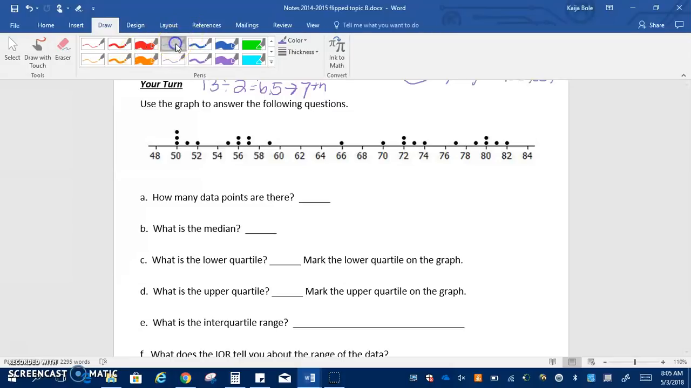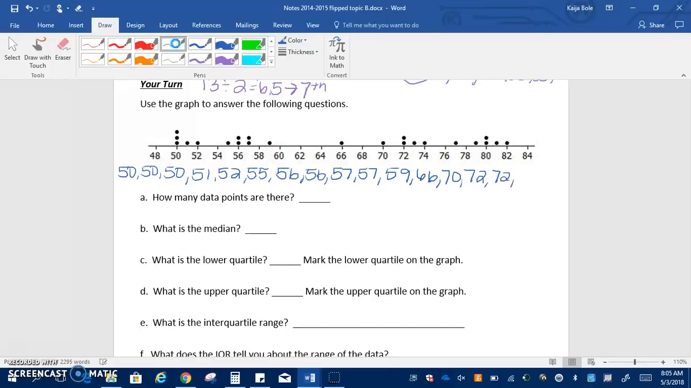First I want to list out my data points here. I have 3 50s, 51, 52, 55, 2 56s, 2 57s, 59, 66, 70, 2 72s, 73, 74, a 77, 79, 2 80s, 81, and an 82. The first question is, how many data points are there? If you count all those up, there are 23 of them.